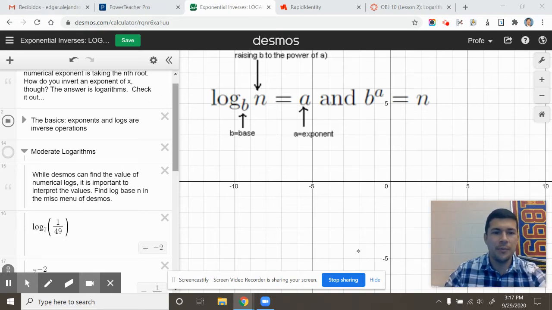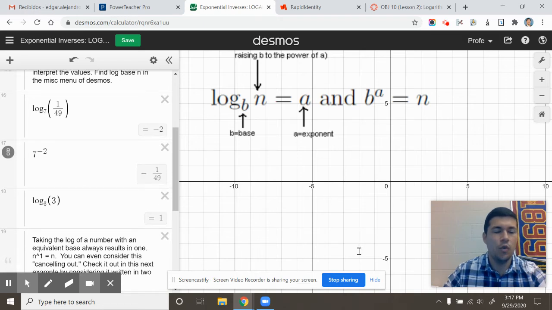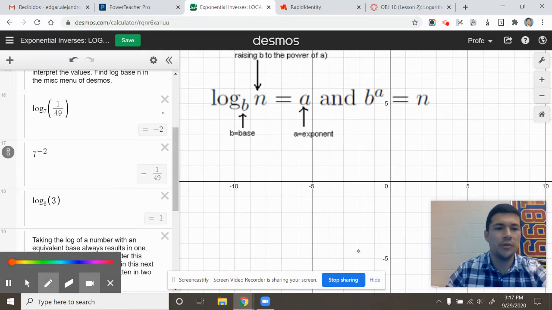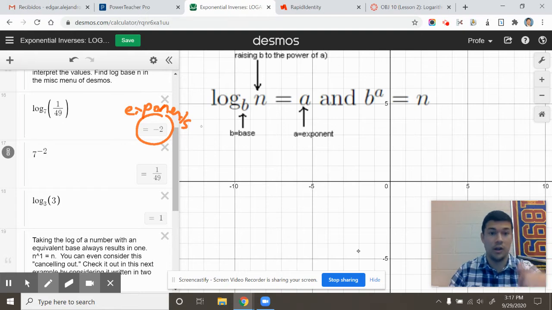All right, so the first example that I've provided for you is log base 7 of 1/49th, okay? And Desmos tells you that is -2, all right? Now, you need to interpret that by saying, well, I know that 7 to the -2nd power is 1/49th. In other words, what logarithms really solve for, logarithms really solve for exponents. All right, so you can think of that -2 as an exponent.